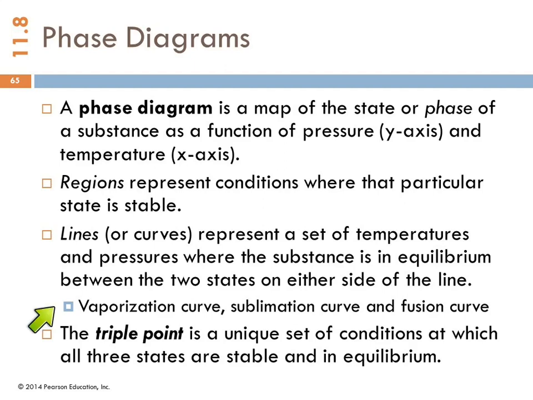And so we say there's a vaporization curve, which represents the transition between liquid and gas. There's a sublimation curve going between the solid and the gas, and there's a fusion curve that goes between solid and liquid. And these often come together in what's called the triple point, which is a unique set of conditions where all three states are stable and in equilibrium together.